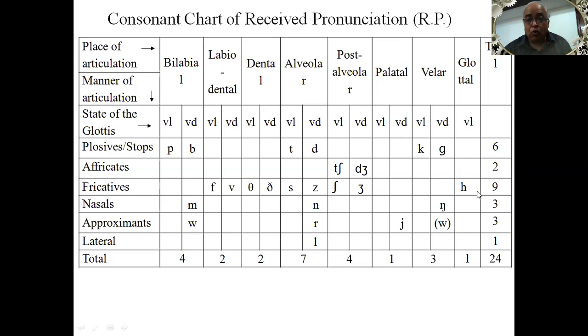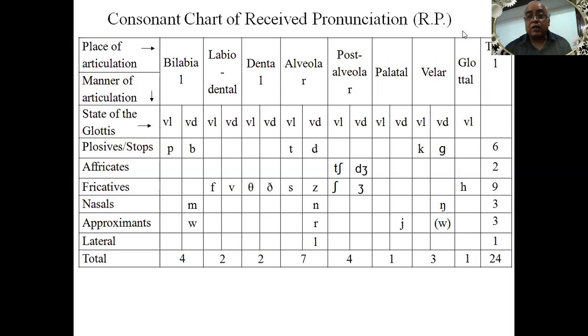Then we got one more fricative, ha. Ha is a voiceless sound because the vocal cords are held apart from each other. When the air passes through, there is no vibration in the vocal cords.